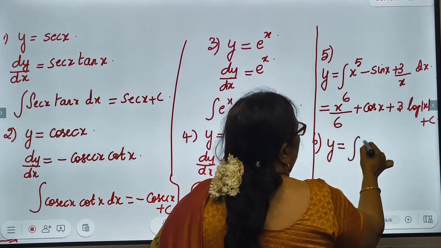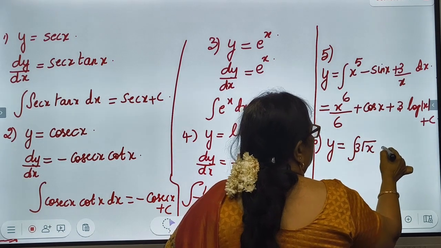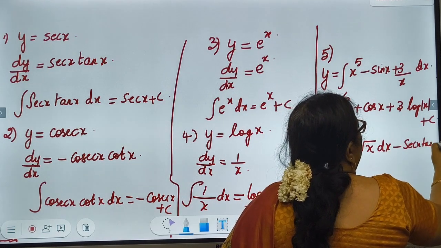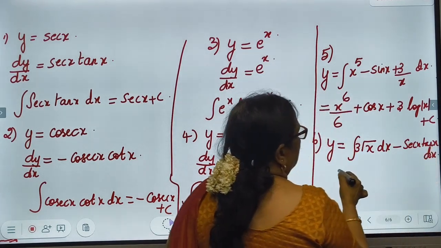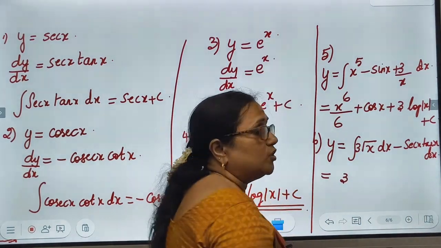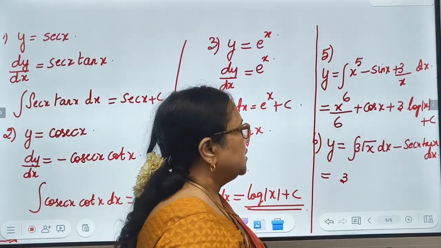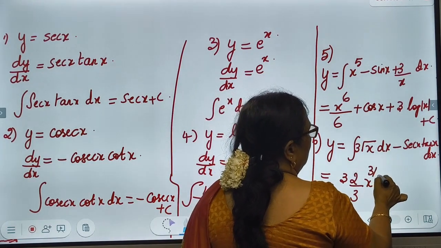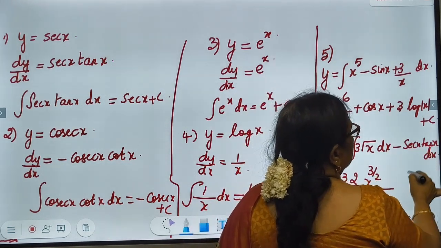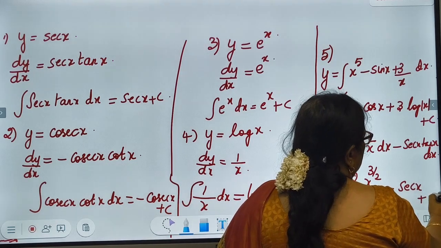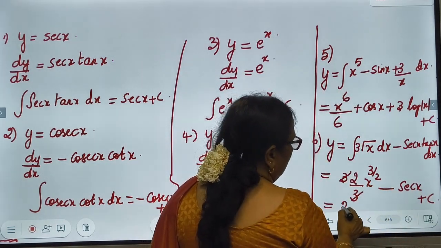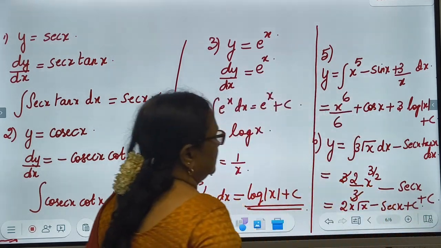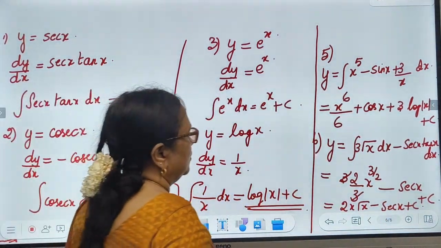Y equals integral of 3 root x dx minus secant x tan x dx. This will be 3 into integral of root x, which is x power half plus 1, so 3 by 2 into 2 by 3, so 2 by 3 x to the power 3 by 2, minus integral of secant x tan x, which is secant x plus c. So 2x into root x minus secant x plus c. Are you able to follow?